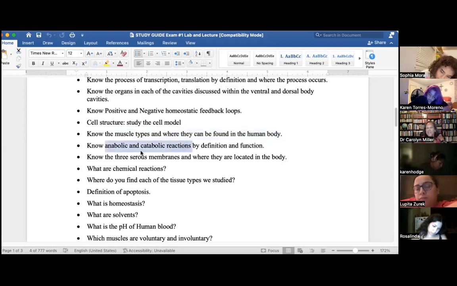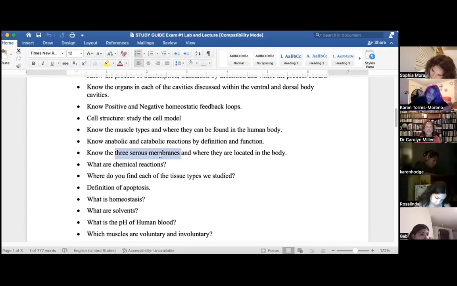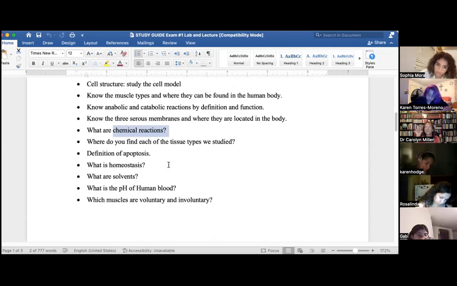Anabolic and catabolic reactions. Anabolic, dehydration synthesis. Catabolic, hydrolysis, breakdown. We went through the 3 serous membranes: pericardial, pleural, and peritoneal. And within those 3 serous membranes, it could either be lining the cavity, that would be parietal, or lining the organ in that cavity, and that would be visceral. What are chemical reactions? It is when substrates come together to form products, or reactants come together to form products.